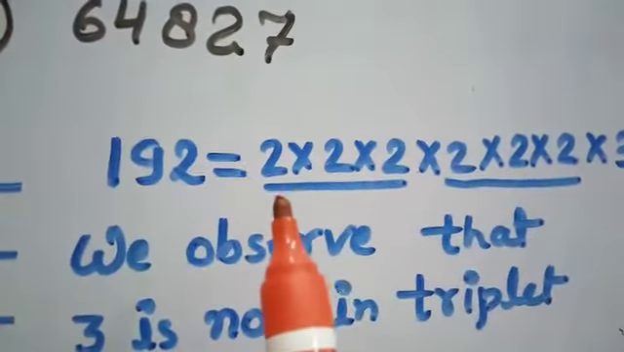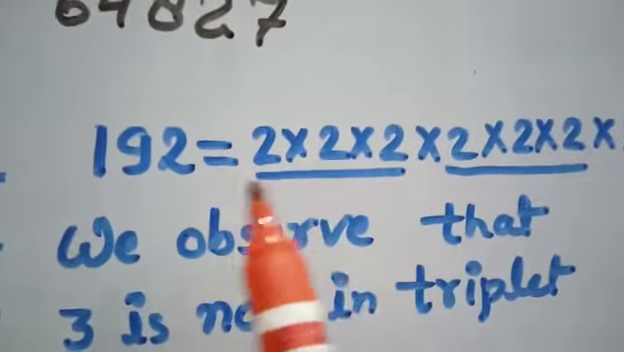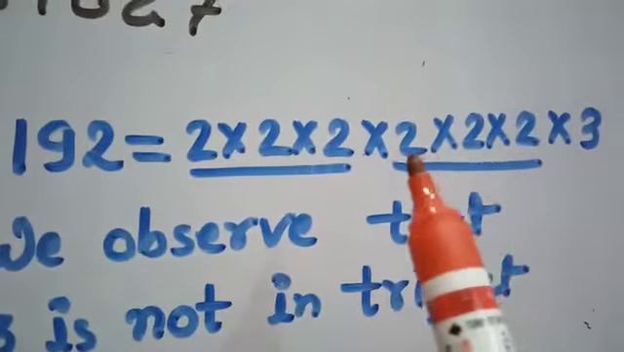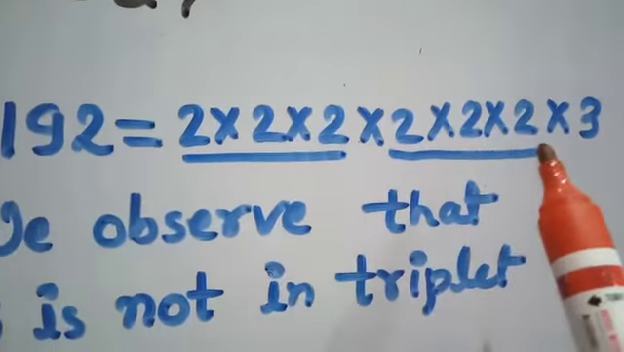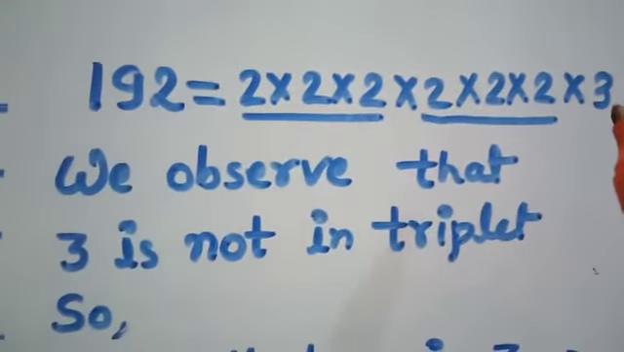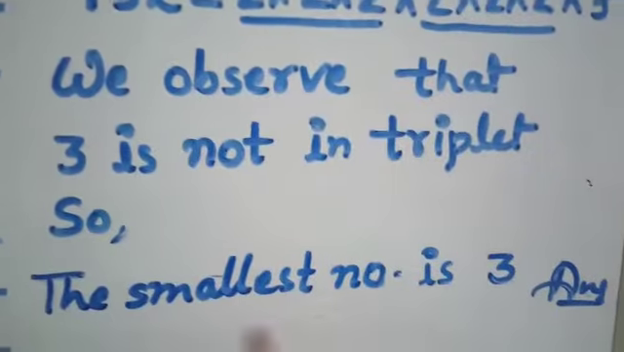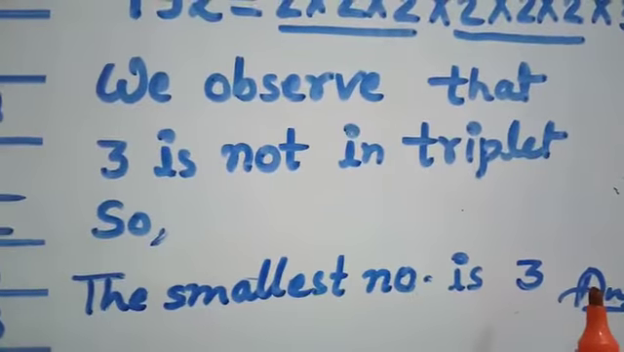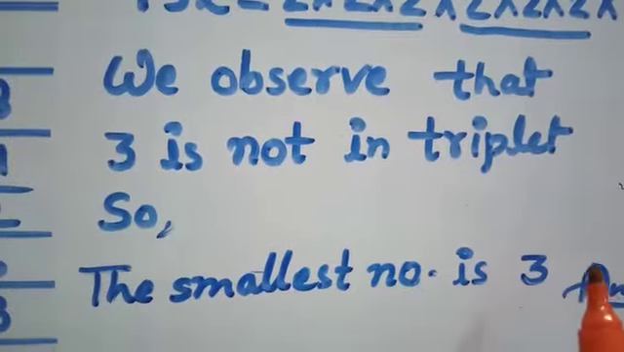Now we will do triplets. We will make triplets of 2 into 2 into 2 and 2 into 2 into 2. And we observe that this 3 is not in triplet, so the smallest number is 3, by which 192 must be divided to obtain a perfect cube.